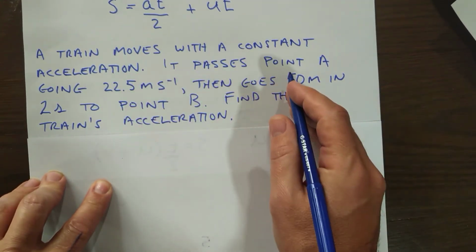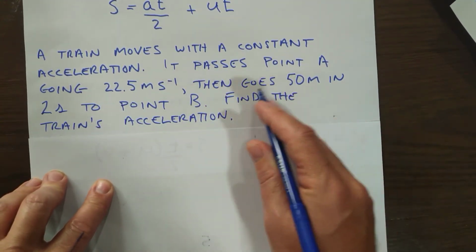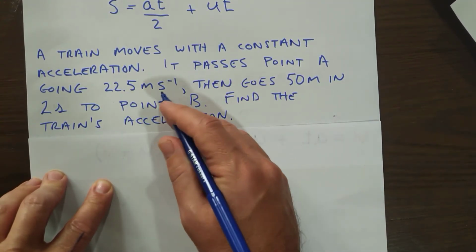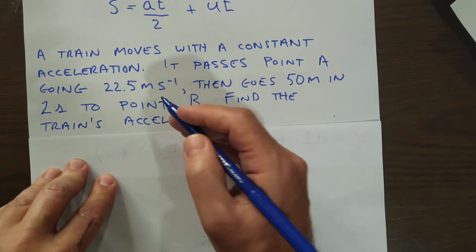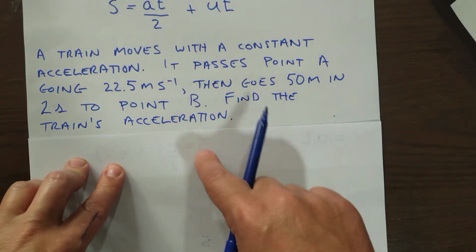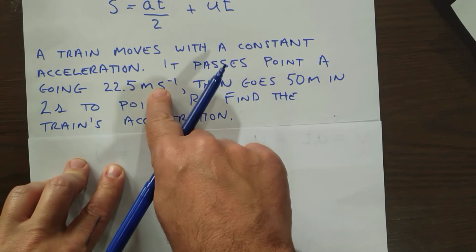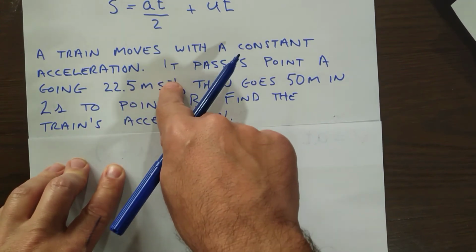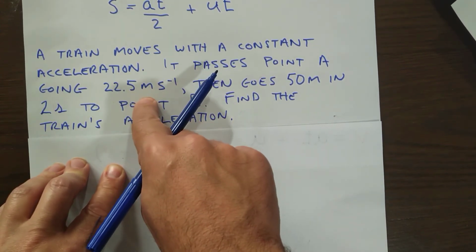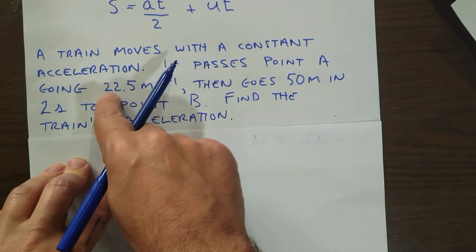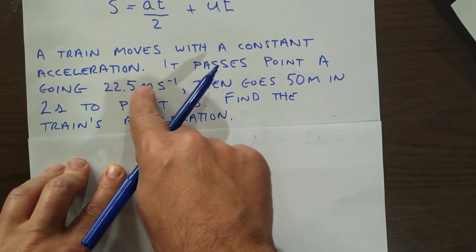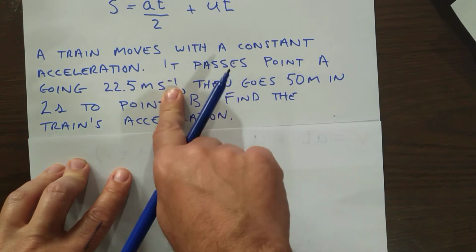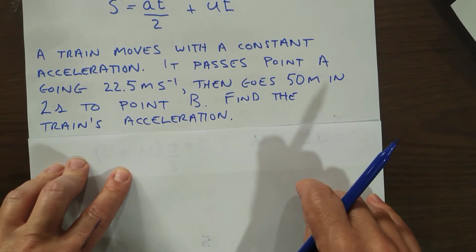A train moves with a constant acceleration. It passes point A going 22.5 meters per second to the -1. Now I wrote that purposely because I think I forgot to tell you that they write it this way sometimes. So that just means meters per second. As you know, a negative index is going to go to the denominator. So I'm going to call it 22.5 meters per second. This is slightly annoying, but it's easy to fix, okay?